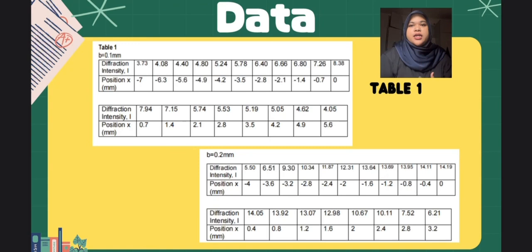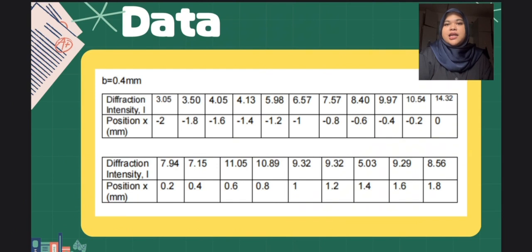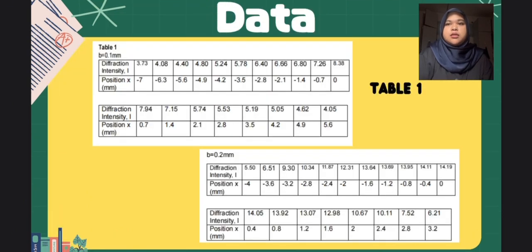This table appears to present data related to the diffraction experiment, with measurements for diffraction intensity and corresponding position in millimeters for 3 different slits with b equals 0.1, b equals 0.2, and b equals 0.4. The table likely corresponds to experimental measurement of light diffraction through single or multiple slits.